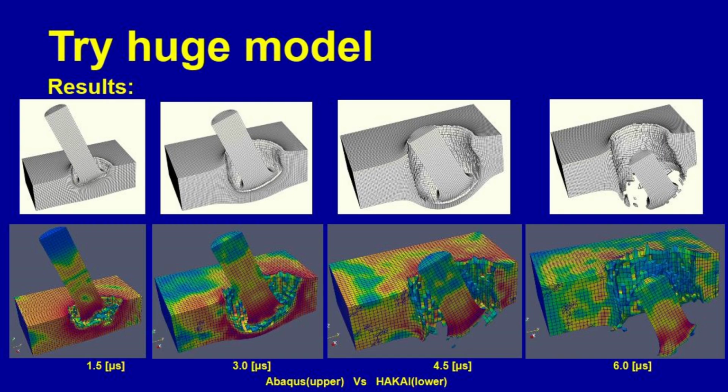Same as the previous slide, these images show the deformed shapes at each analysis time. I think it shows very good coincidence. There are differences in timing of failure of elements, but it is natural, because in the HAKAI solver, some simplified expressions are used for the contact algorithm, material properties, and others.